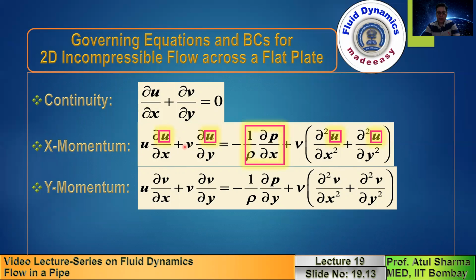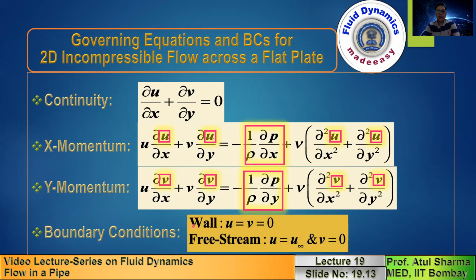For the momentum equations, it's like a fill in the box type of problem, where the term outside the box is the same. As you can see, u del u by del x plus v del u by del y is the same in both the x and y momentum equations. And here again, you have mu del square u and mu del square v. In the bigger box, you have minus 1 by rho del p by del x. Here you have minus 1 by rho del p by del y. Because it's a transport process, this is the advection term, this is the diffusion term. This gives you the inertia force, this gives you the viscous force, and this gives you the pressure force.